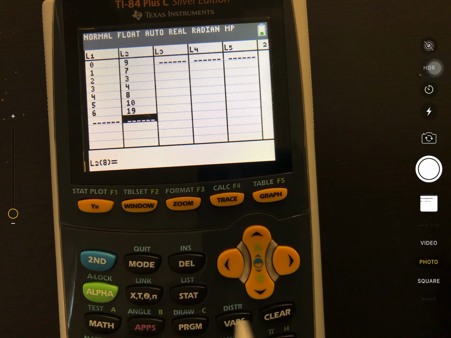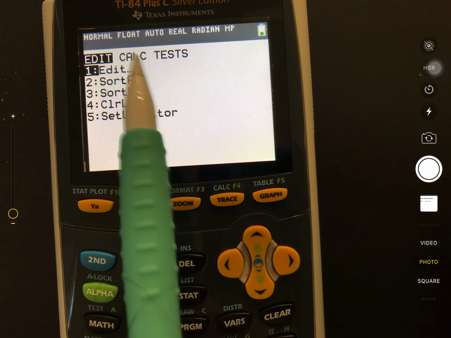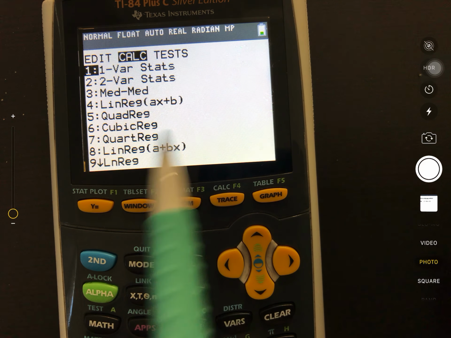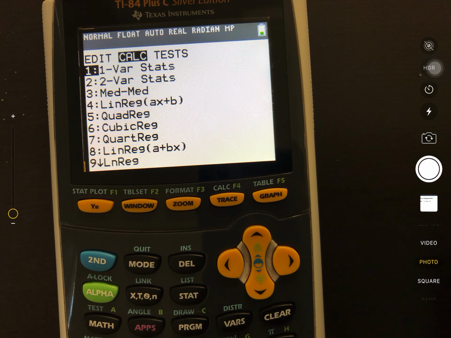You're going to hit stat and then calc. So you're going to hit stat again. Stat's here. And then you're going to go over to the calculate screen because now you're actually going to calculate the equation. You're going to move over to calc, and you're doing quadratic regression here.